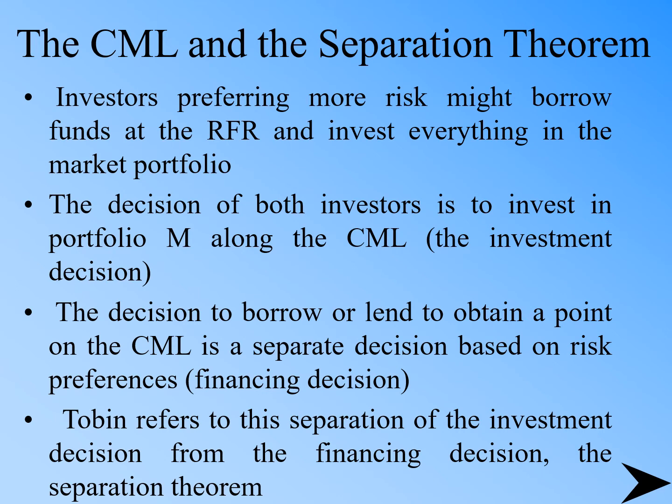So if the investor wants to take less risk, he can lend, and if he wants to take higher risk, he can borrow money and take a position on the capital market line. Tobin refers to this separation of the investment decision from the financing decision as the separation theorem. So this phenomenon is known as the separation theorem.